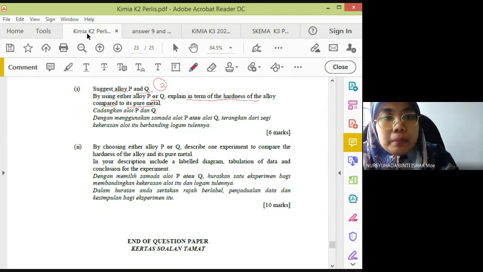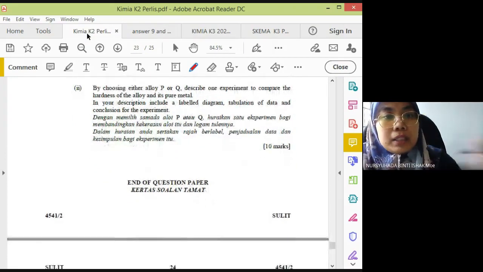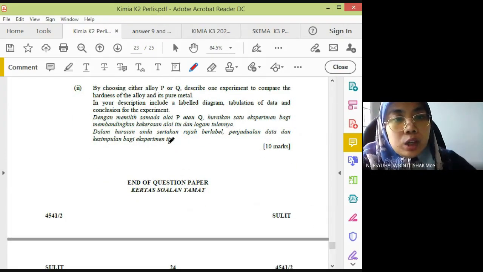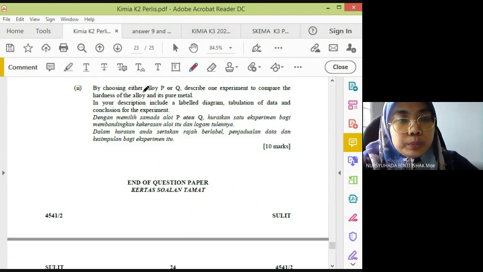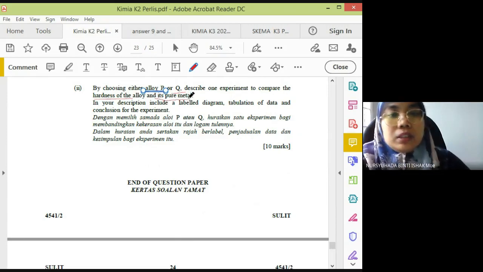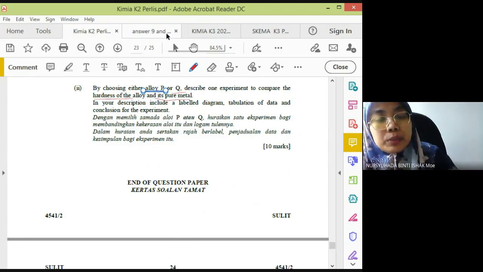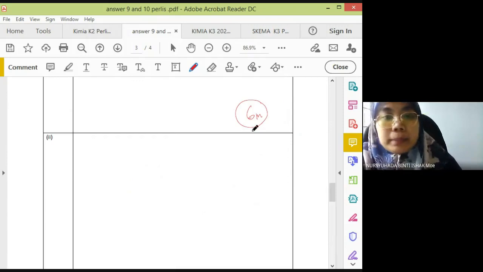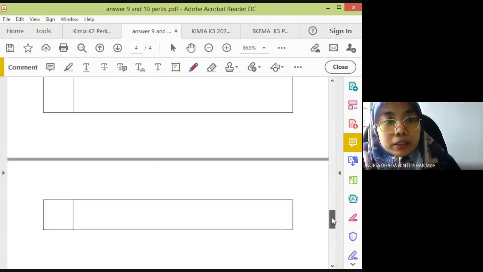Okay, next. By last one, 10 marks. By choosing either alloy P or Q, describe experiment to compare the hardness of the alloy and its pure metal. So agak-agak gambar macam mana kamu nak buat untuk menunjukkan the hardness of metal.